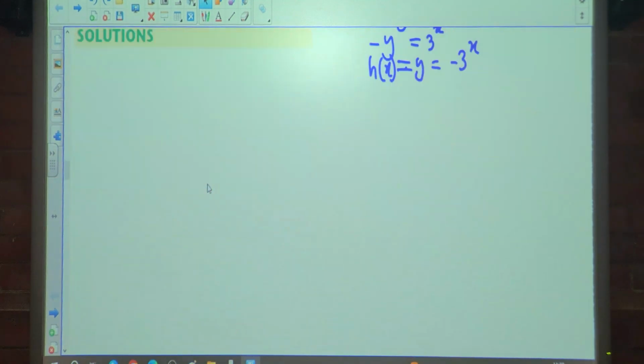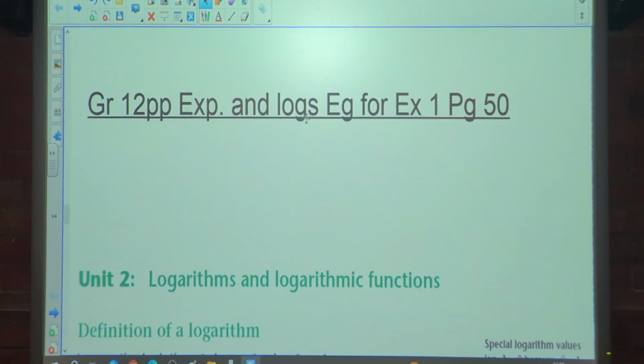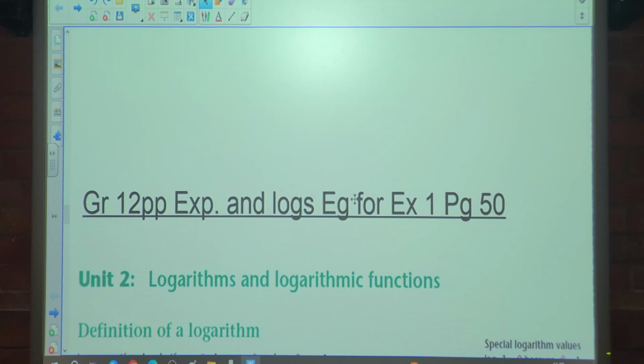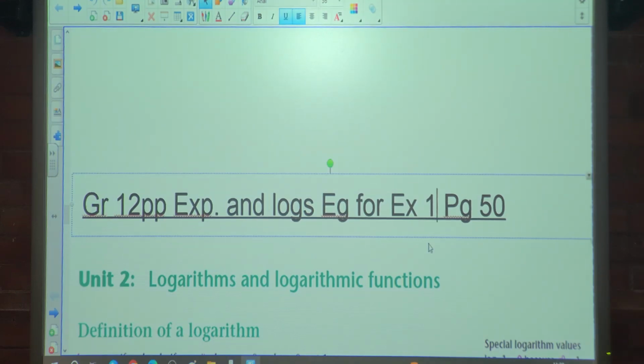People, let's go with us here. We're looking at the examples for exercise 2. The examples for exercise 2 are on page 51. Okay.